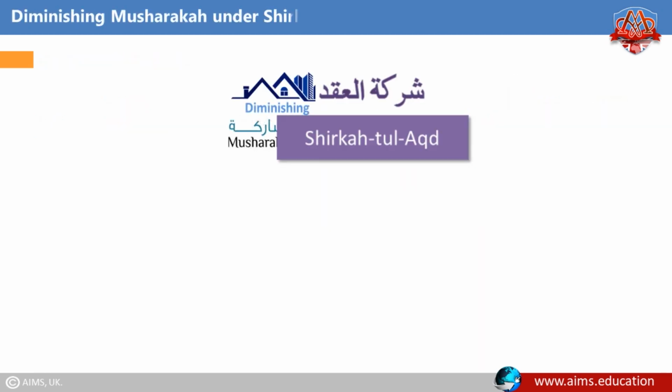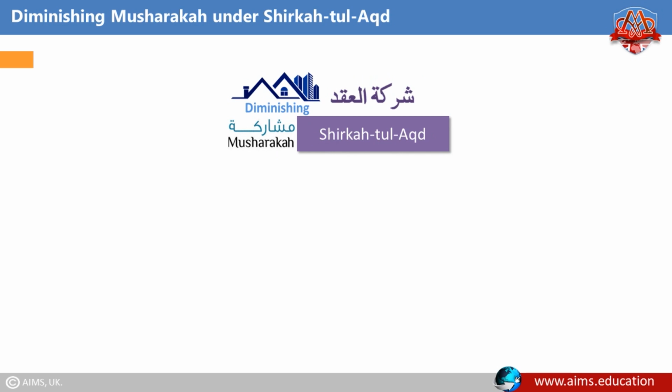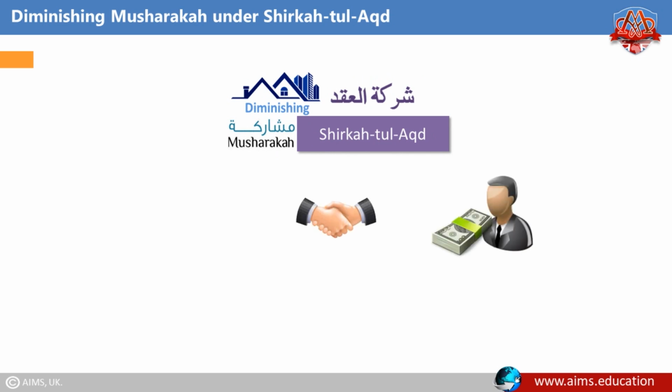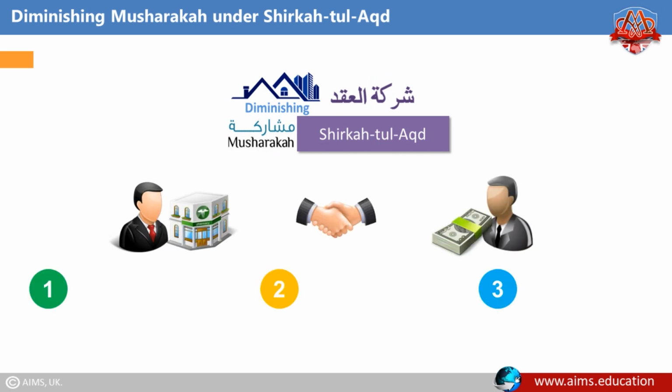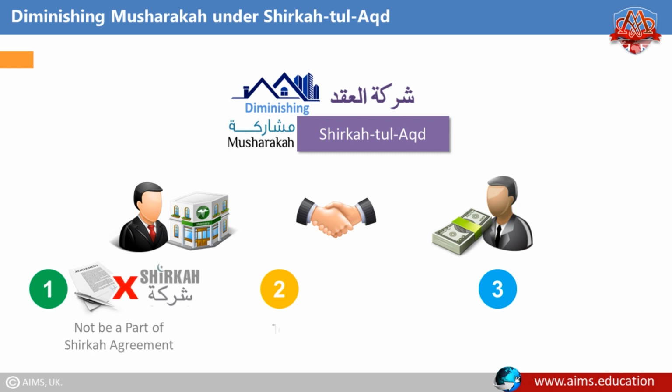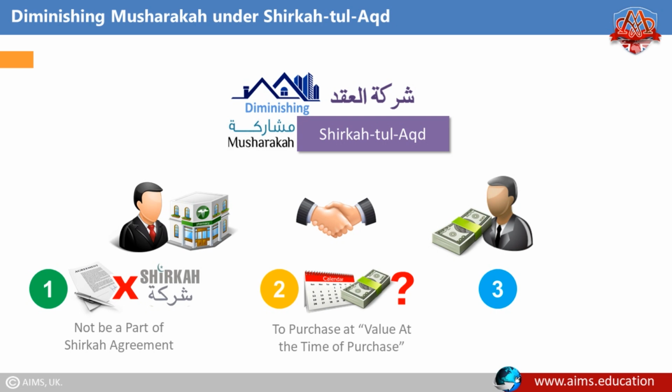Diminishing musharakah under Shirkatul Akad. If one partner promises to purchase the share of the other partner, three conditions apply. The promise will not be part of a shirka agreement. The promise to purchase should be at value at the time of purchase, and if the promise is not fulfilled, then it can be enforced by a court of law.